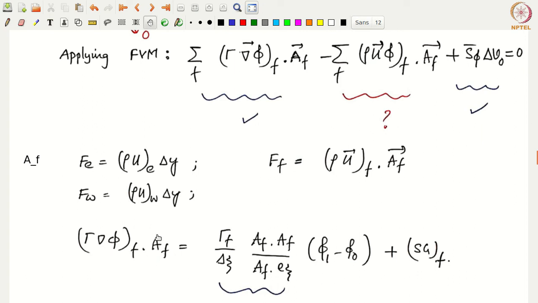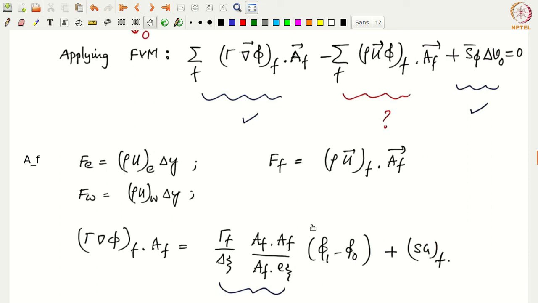Af bar, which is missing here, equals... this basically has two components if it is a non-orthogonal mesh. One was the primary derivative, the other one was the secondary derivative. So the primary derivative was gamma f by delta xi, Af dot Af by Af dot e xi times (phi 1 minus phi 0). Essentially phi 1 minus phi 0 by delta xi is coming from your partial phi partial xi on the face, plus we had some term which is basically your partial phi by partial eta on the face. This we call the secondary gradient. So that is coming from the diffusion on the unstructured non-orthogonal meshes.